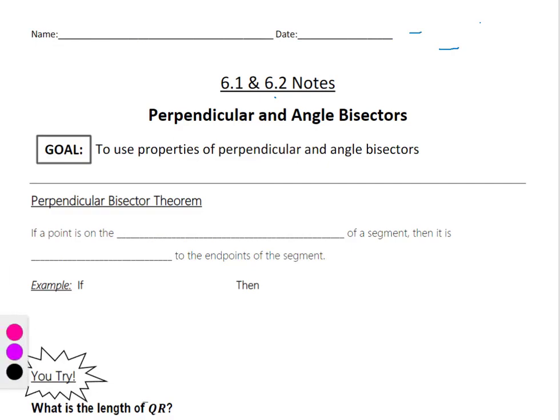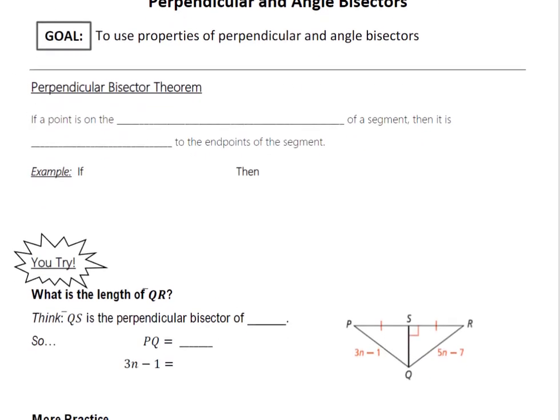Okay, these notes are on 6.1 and 6.2, perpendicular and angle bisectors. Our objective is to be able to use the properties of perpendicular and angle bisectors. The main thing is, if a point is on the perpendicular bisector of a segment, then it's equidistant from the endpoints of the segment.